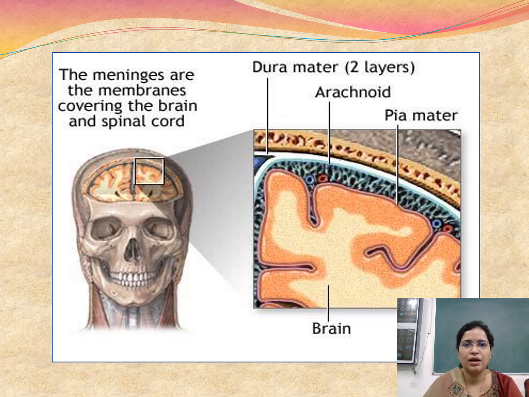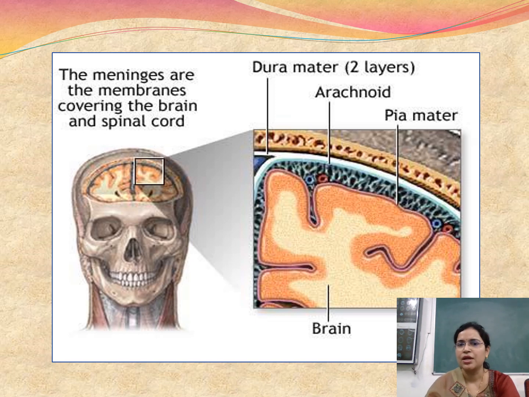The meninges are the membranous coverings of the brain and the spinal cord. Now, from outside in, first the dura mater. This is the cranial cavity, the bone of the cranial cavity, with the outer table, inner table, and the diploe. This is the bone of the cranial vault.